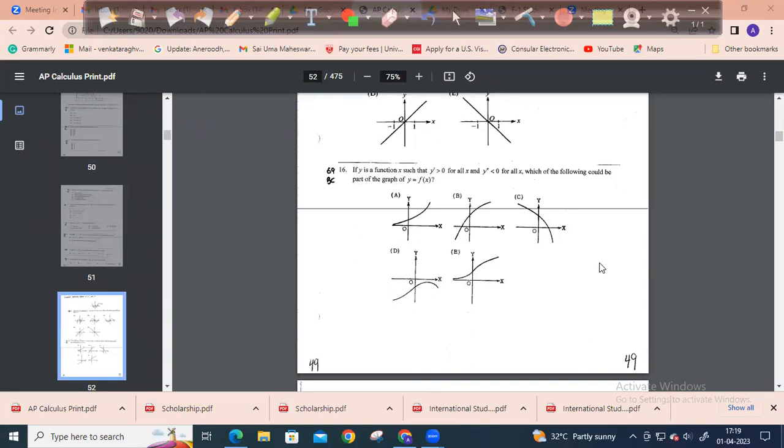What does f double dash x represent? Generally, f double dash x represents where the function is concave up and concave down. Critical points where f double dash x is 0 mean where the function is changing from concave up to concave down, which are points of inflection. So f double dash x gives me points of inflection, or where the function is concave up and concave down. Correct, right?